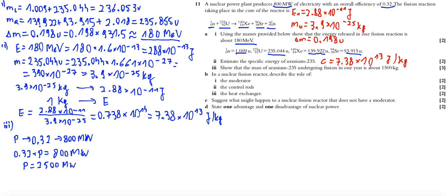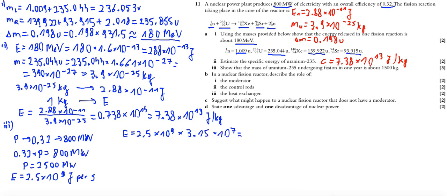What does it mean? It means that the energy extracted from uranium is 2.5 times 10 to the power of 9 joules per second. Okay? In 1 second, energy obtained from uranium is 2.5 times 10 to the power of 9 joules. The question is about energy per year. So let's find how much energy must be obtained from uranium per year. So we have to multiply this 2.5 times 10 to the power of 9 joules per second times the number of seconds in 1 year, which is 3.15 times 10 to the power of 7.